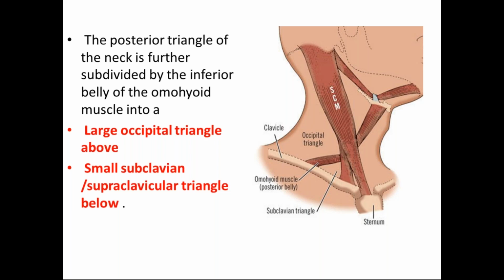So we have already previously seen the posterior triangle is divided into a large occipital triangle above and a small subclavian or supraclavicular triangle below. This is the occipital triangle. This is the supraclavicular or subclavian triangle. And this is divided by the inferior belly of the omohyoid muscle. So the occipital triangle is the larger one and this one is the smaller one.